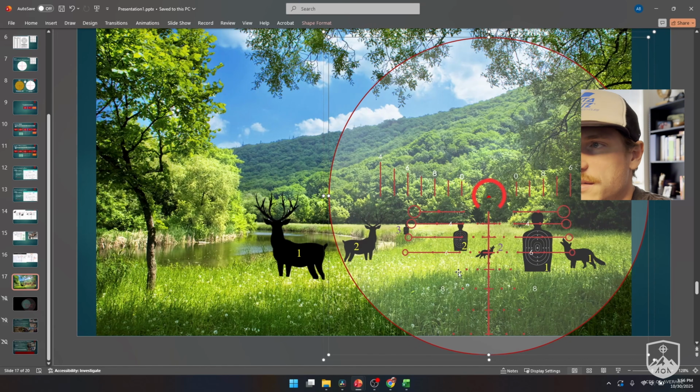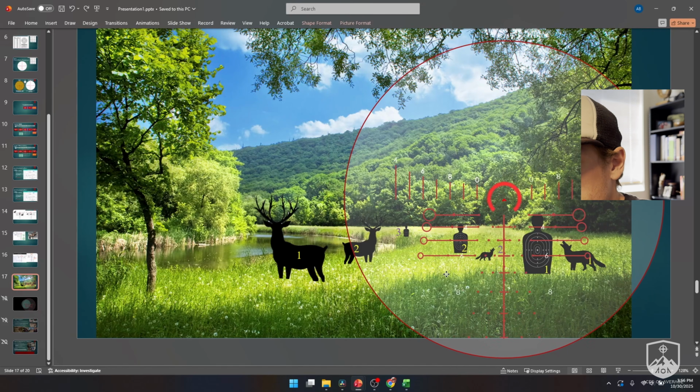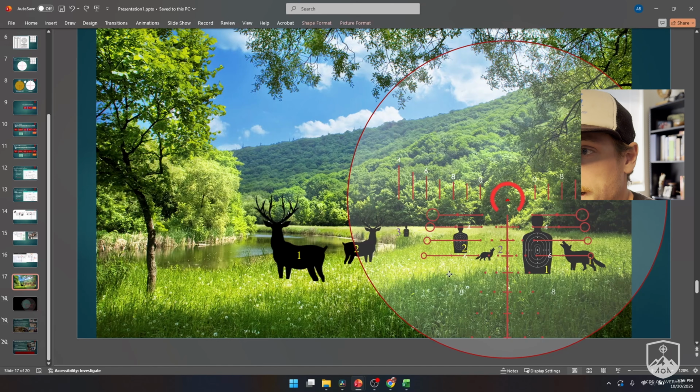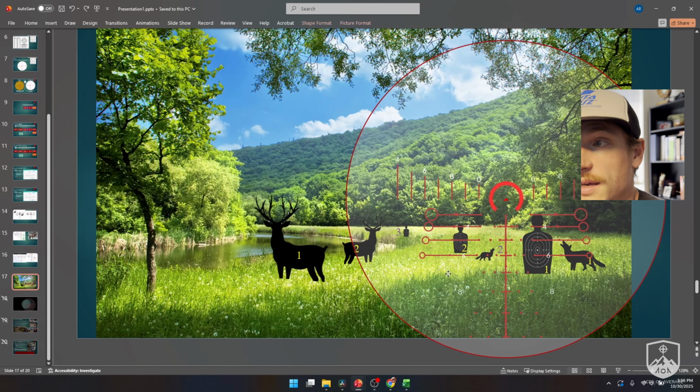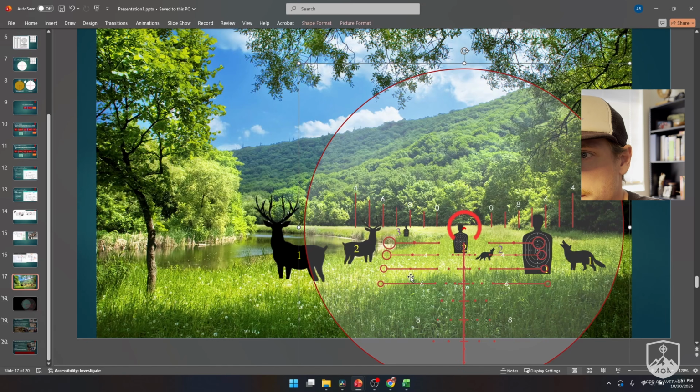Now, if there's wind, this BDC has built-in wind measurements. And so these dots off to the left are a 5 mile an hour wind and a 10 mile an hour wind. So let's say there's a 10 mile an hour wind. That's very difficult to account for at 600 yards. Well, with this pre-made calculation, I can simply hold it there, take the shot, and that should be good. This BDC also has measurements for moving targets.